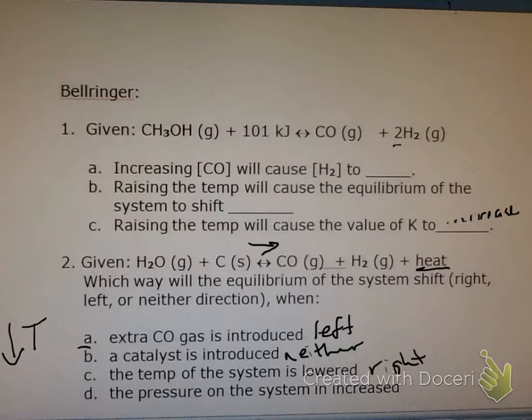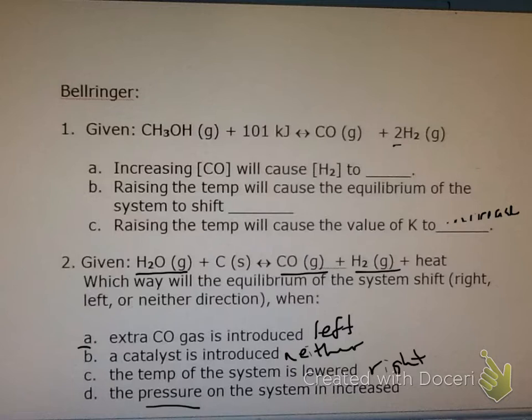And then our next question has to deal with pressure. And pressure just deals with the moles of gas. Now we only have a few of those. Let's see, water vapor is a gas, carbon monoxide, and hydrogen gas are both gases. So we only want to look at those particular things when the question is about pressure. So the pressure is increased on the system. So the reaction is going to shift so that it becomes smaller. And so it will shift to the least number of moles of gas.